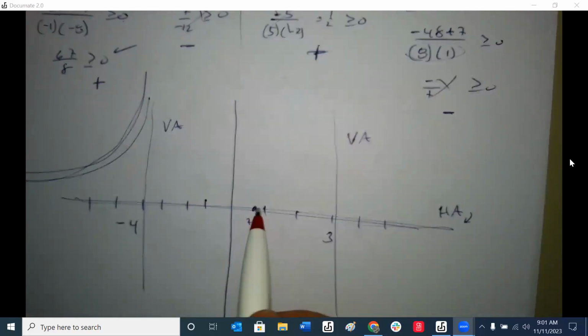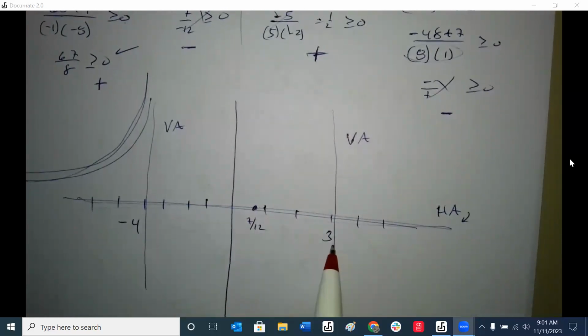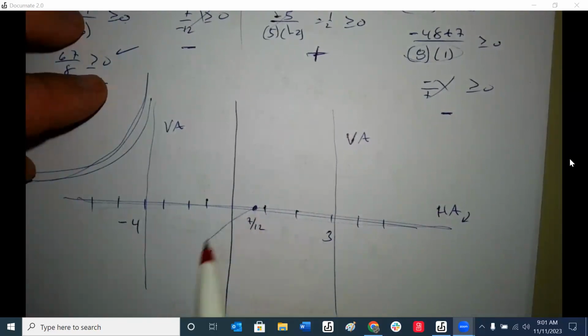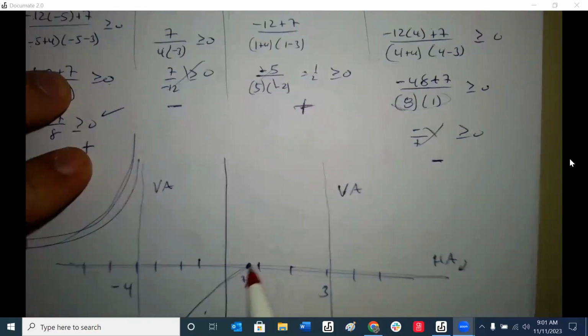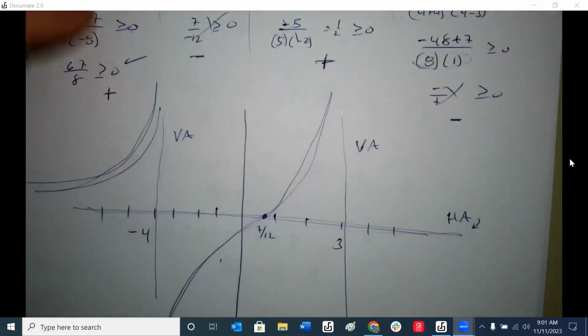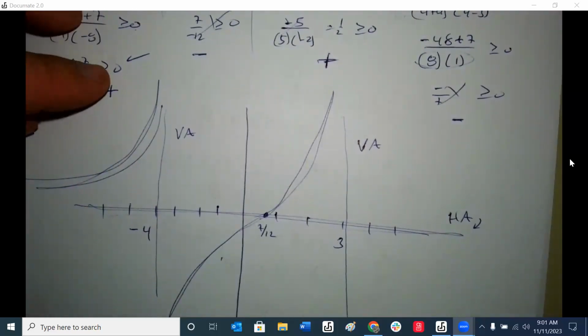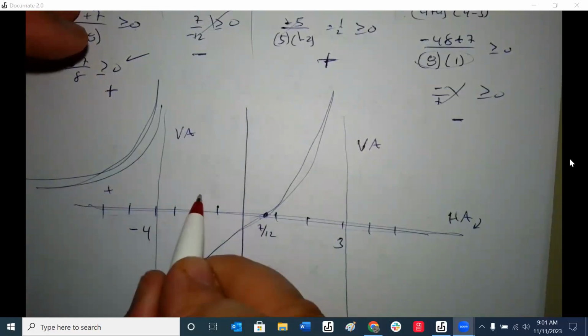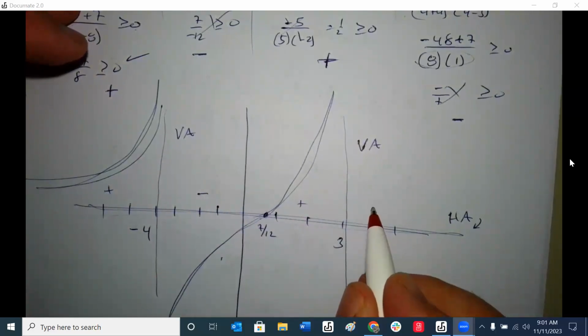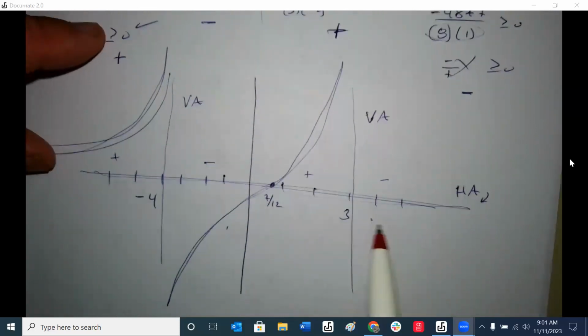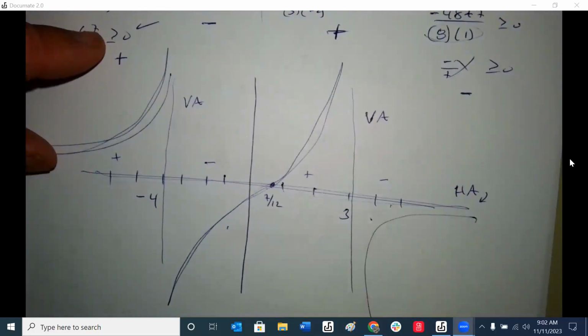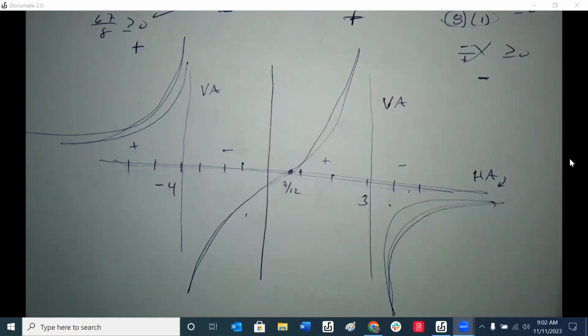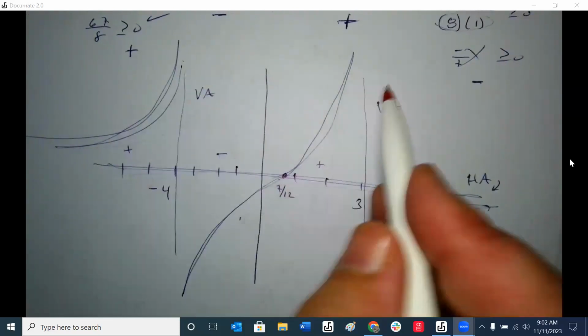That's our x-intercept, and it can't cross both of those. On this side, it's negative. On this side, it's positive. So this is positive, negative, positive, and this one's negative. Since this one's negative, we know the answer is going to be down here, because it can't cross the horizontal asymptote, and it can't cross the vertical asymptote. So that's our graph. And we only want parts that are above the x-axis.